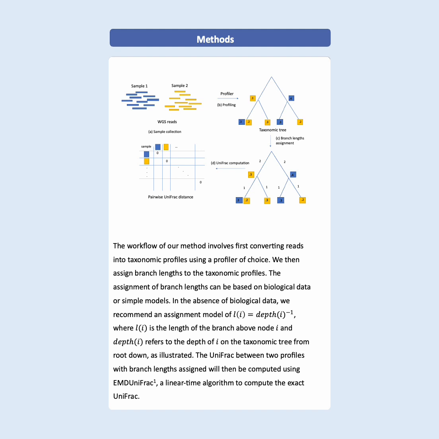This is a workflow of our method. First, whole genome shotgun reads from metagenomic samples are converted into taxonomic profiles using a taxonomic profiler of choice. This gives the taxonomic tree with the relative abundance of each taxon. We then assign the branch lengths to the taxonomic tree and compute the pairwise UniFrac using the ISMB UniFrac algorithm, which computes the exact UniFrac in linear time.